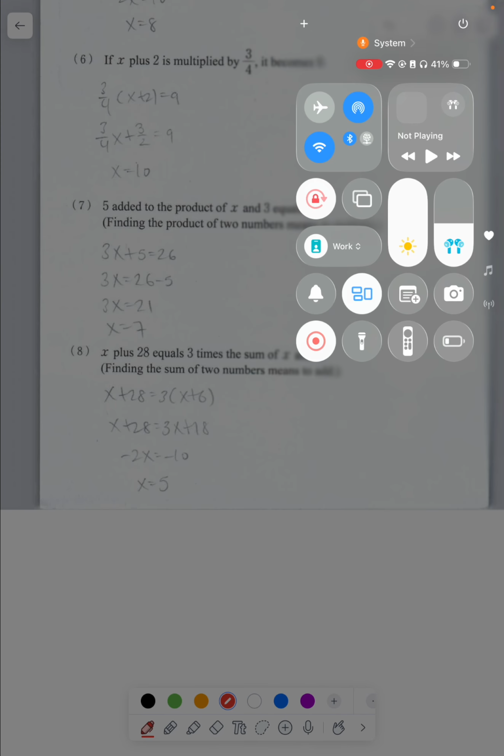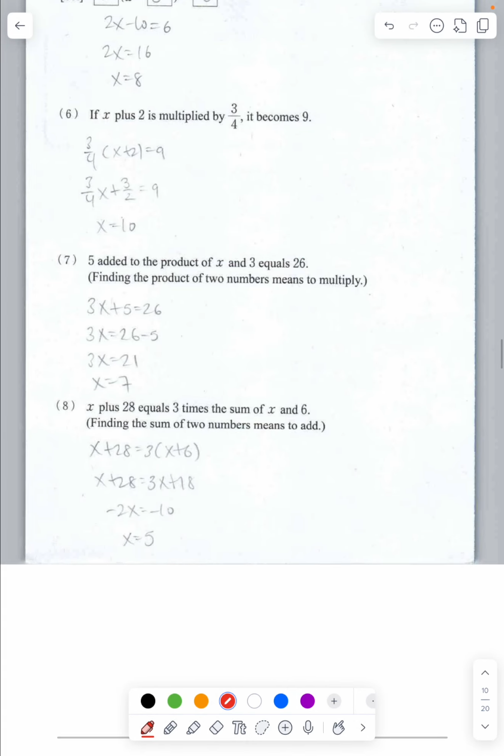What about number 8? Let's do number 8 as well.